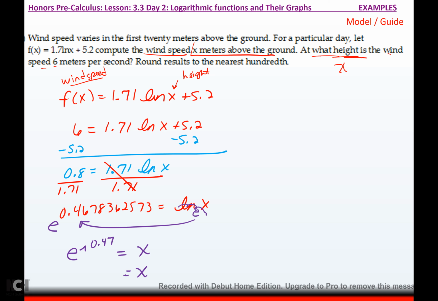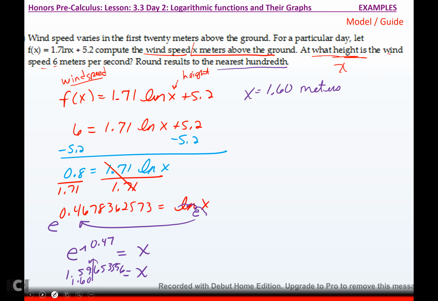Wasn't that much difference. Anyway, I get x equals 1.59653596. And what does it say? We round results to the nearest hundredth. The 6 is going to bump that up to 0, which bumps that up to 6, which gives me x equals 1.60. Which means it would be 1.6 meters above the ground.